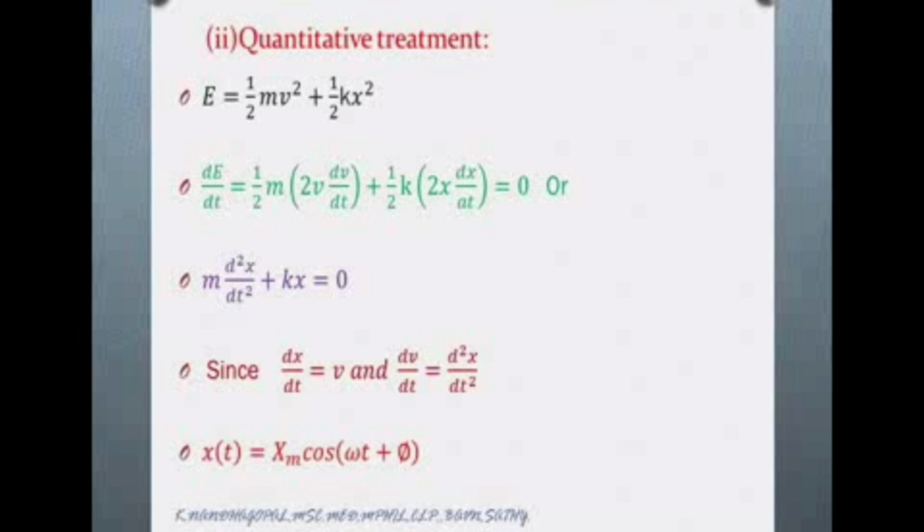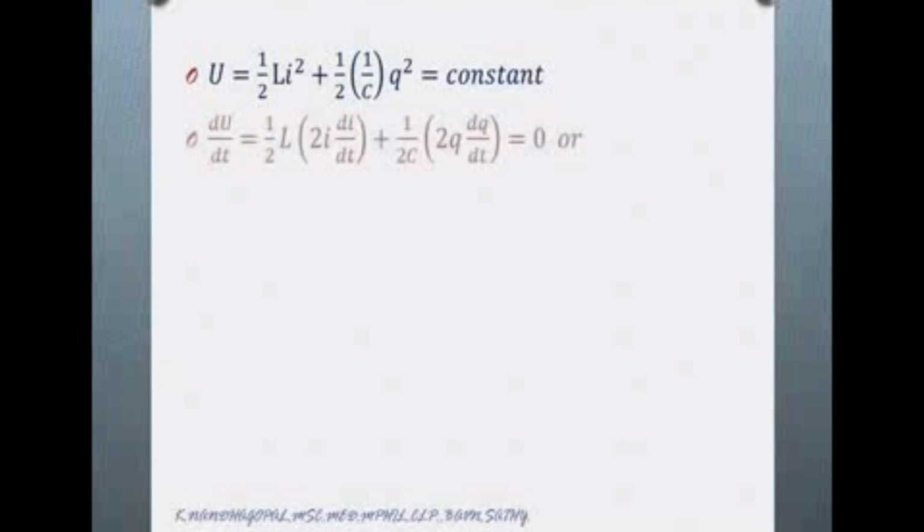From the equation we can derive that x of t is xm cos omega t plus phi. This is also a waveform, you know that. This is what we studied in the 11th lesson itself. Next, the total energy in the inductance and capacitance is constant, because we already derived the equation, and now we can substitute it.